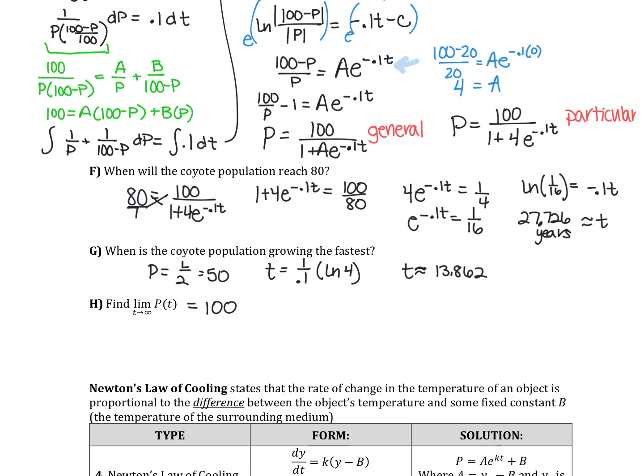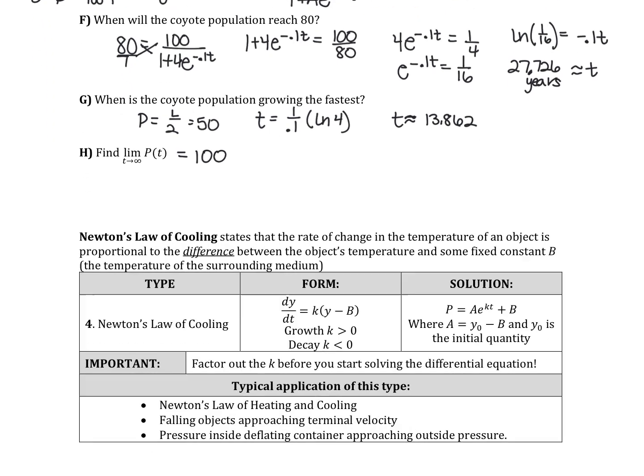Okay, so that's an example of what we call logistic growth. So that's another type of differential equation that might come up. But if I were to pick one type of differential equation that we see the most, it would probably be this Newton's law of heating and cooling. So let's focus on Newton's law of heating and cooling now.